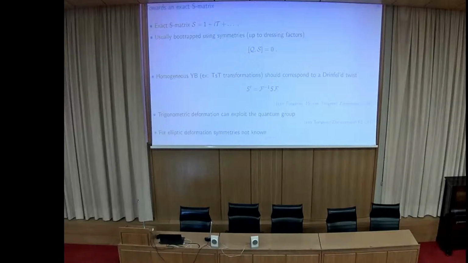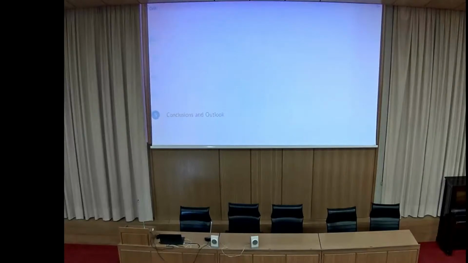In the case of elliptic deformations, well, we don't know yet. We don't know what the exact S matrix would be, also because we don't know what happens to the symmetries in these theories, and we actually don't even have a sigma model description of this theory for the superstring. So let me come to the conclusions and also some open problems.